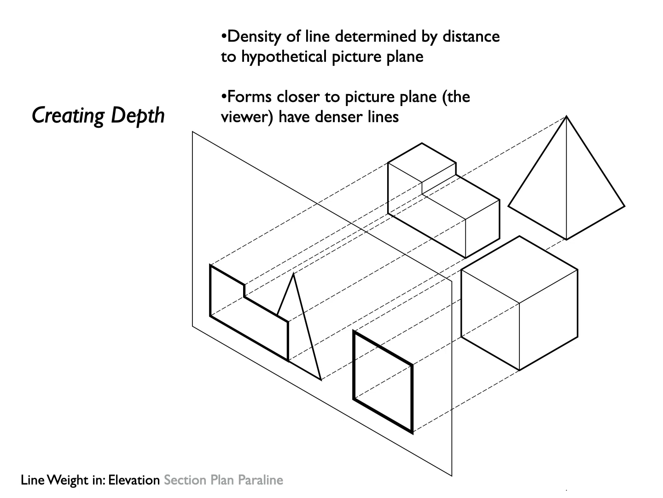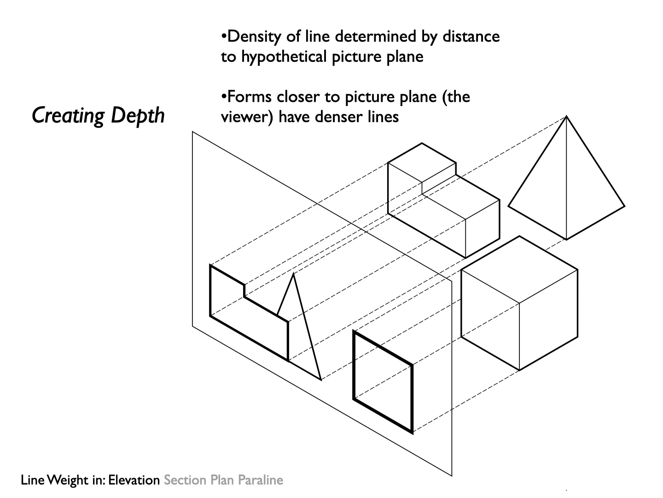But for the most part, when you're creating a drawing in elevation and the spatial parts of a section, the density of your line, whether that's thickness or tone, is really determined by the distance to the hypothetical picture plane. Forms that are closer to this picture plane, and you can also think about it as the viewer, forms that are closer to you will have the denser lines. So it's easy as that.